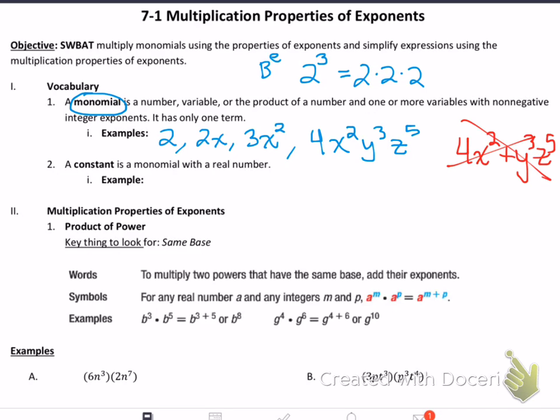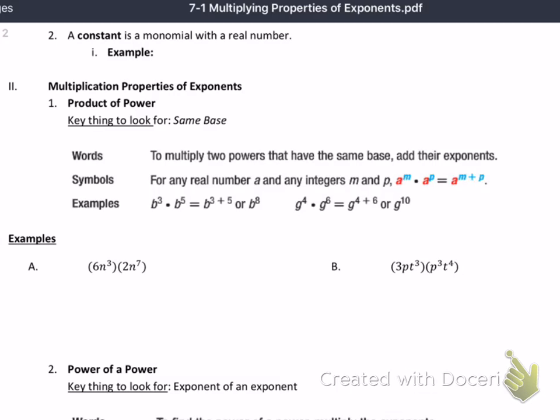A constant is a specific kind of monomial. It's just when it's a number, 2, right? That is a monomial. That's a constant right there. Alright, so if we scroll down a little bit, we're going to get into our first property. There are 4 of them that we're looking at today when we're dealing with multiplication. The first is called the product of a power. The key thing to look for is to make sure they have the same base. Take a moment to read through the words and the symbols, and then look at the example.